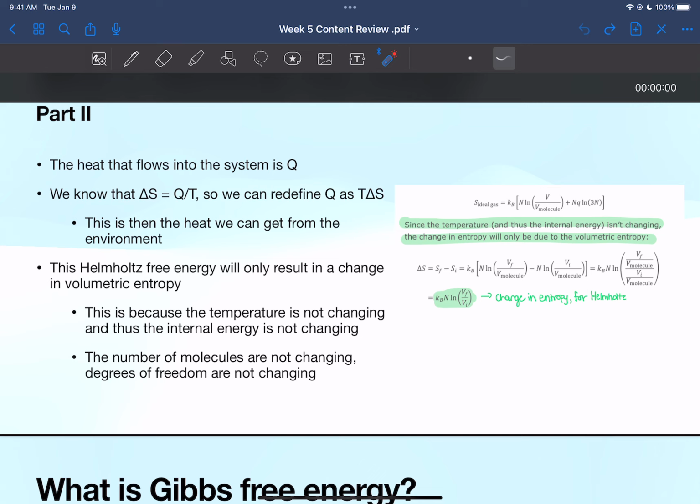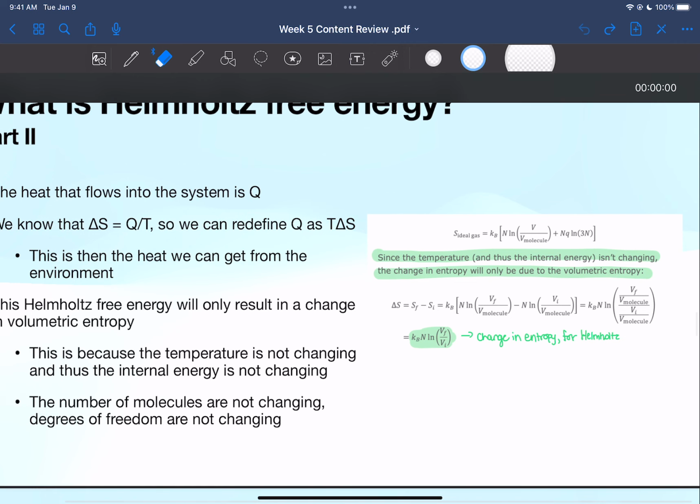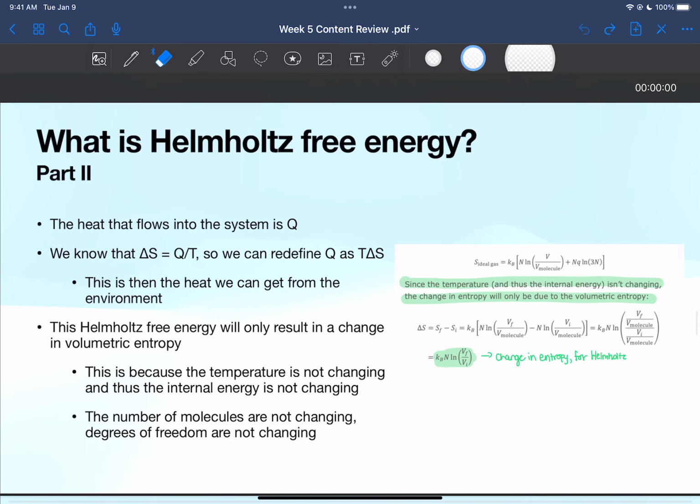At the same time, we're assuming the number of molecules is not changing, and the degrees of freedom are not changing either, because the internal energy is not changing. So when we're analyzing Helmholtz free energy, the only type of entropy that should be changing is volumetric entropy. And it's a snapshot there from the textbook.